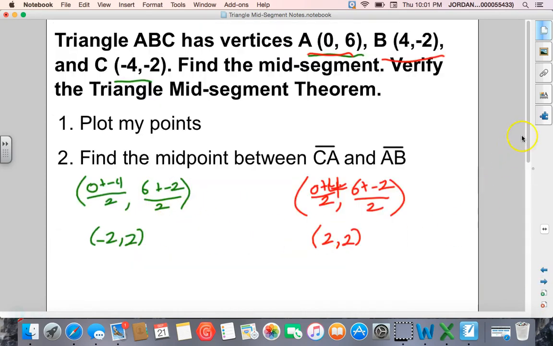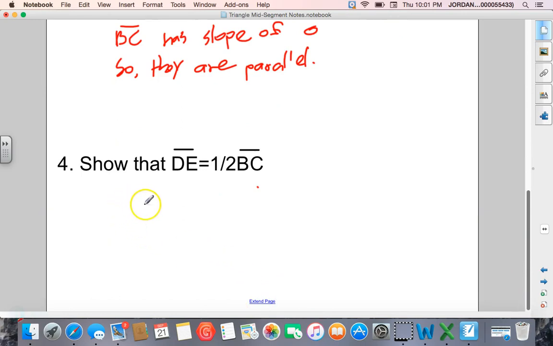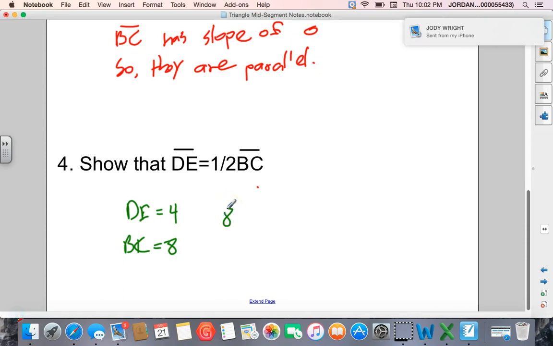All right. So for our fifth part, we can just write something to that effect. DE equals 4 and BC equals 8. And you could say, 4 is half of 8.